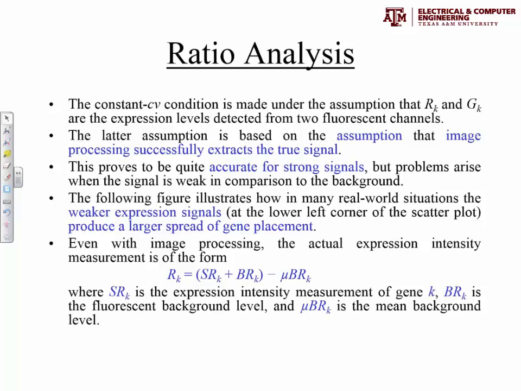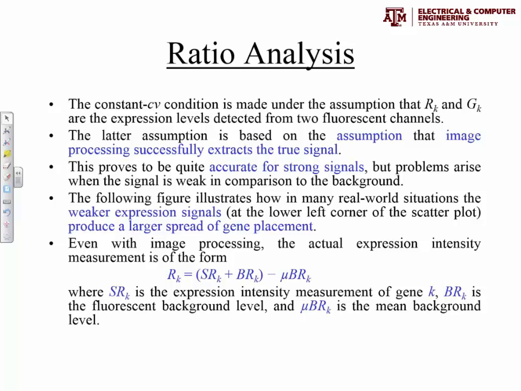So the figure shows how in many real-world situations, the weaker expression signals at the lower left corner of the scatter plot produce a large spread of gene placement. Even with image processing, the actual expression intensity measurement is of this form. Let's say we're looking at the red channel at the kth spot. The actual measured red intensity is the actual red signal plus the background associated with the red, minus the mean of the background associated with the red. Here SRK is the expression intensity measurement of gene K, BRK is the fluorescent background level, and mu BRK is the mean background level.